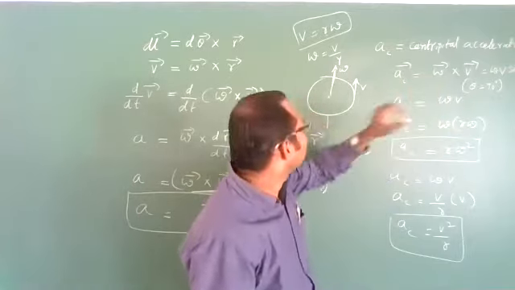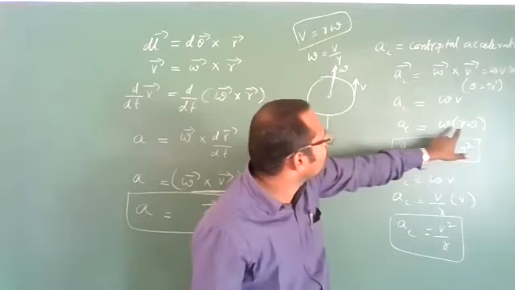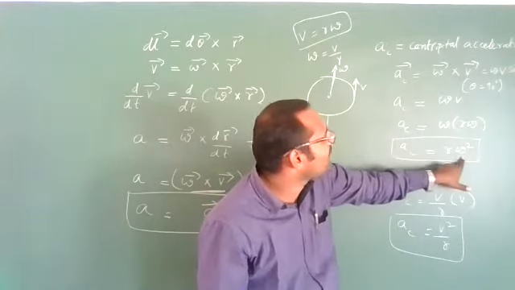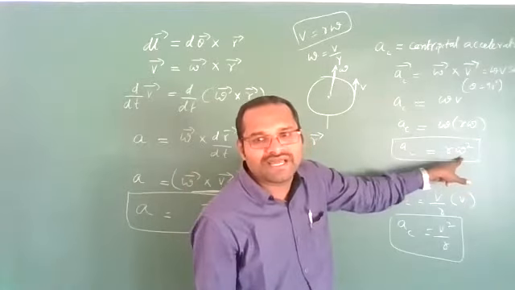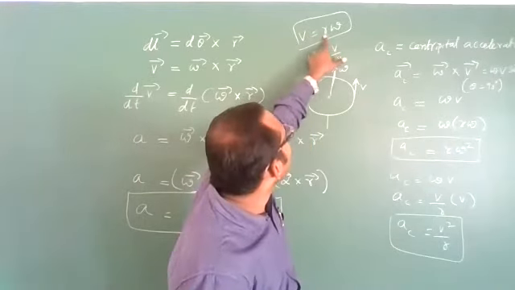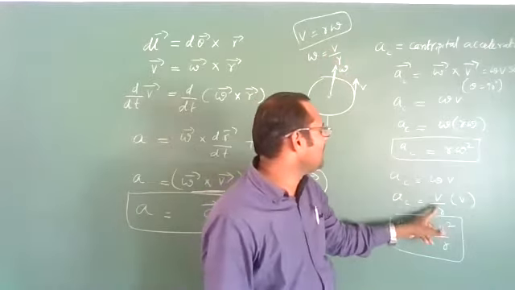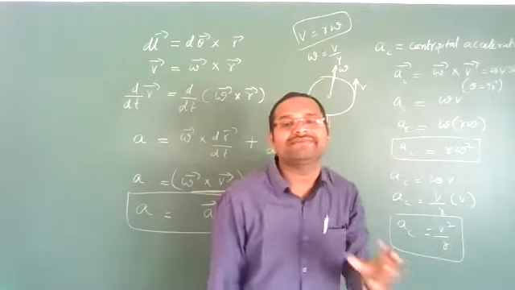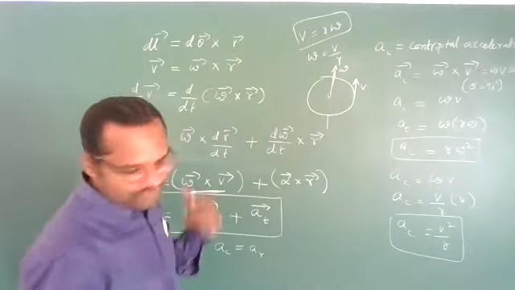And we know V is equal to R omega. So substituting, we get R omega square. This is one formula for centripetal acceleration. Another formula: since V is equal to R omega, omega is equal to V by R. Substituting, we get V square by R. This is centripetal acceleration. See, the direction, what, sir? Why is it towards the center?